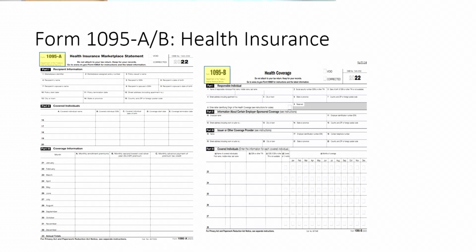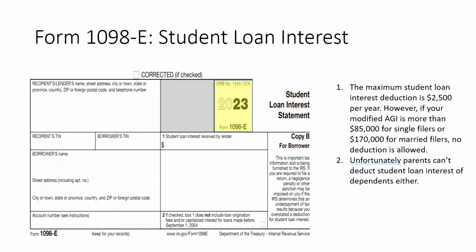For everybody else that has health insurance through their employer or that they're privately paying for out of pocket, they'll be getting Form 1095-B. If you've paid student loan interest during the year, your lender will give you a Form 1098-E that shows specifically how much student loan interest you've paid, not the principal, specifically the interest, because that might be tax deductible for you.